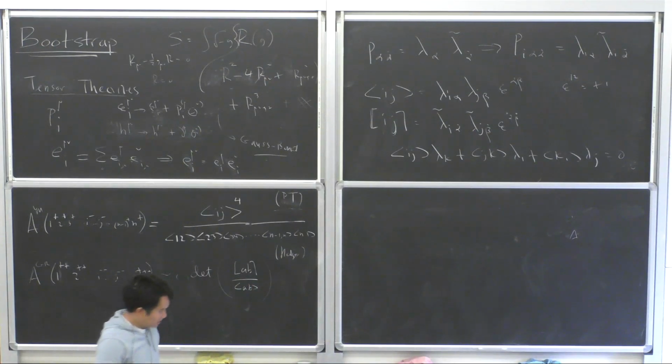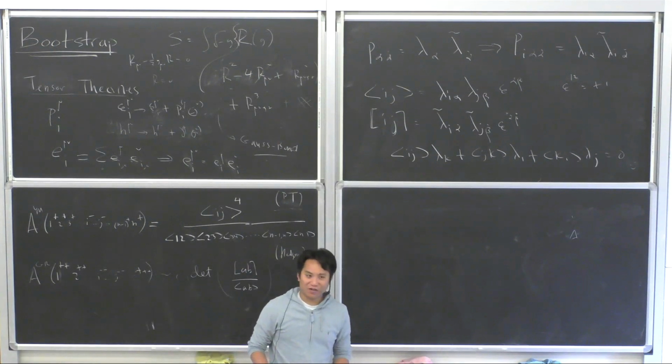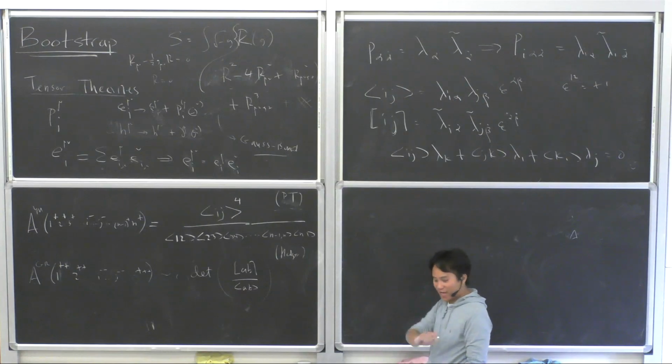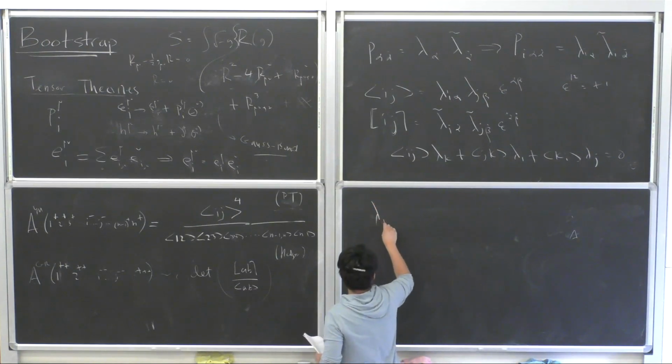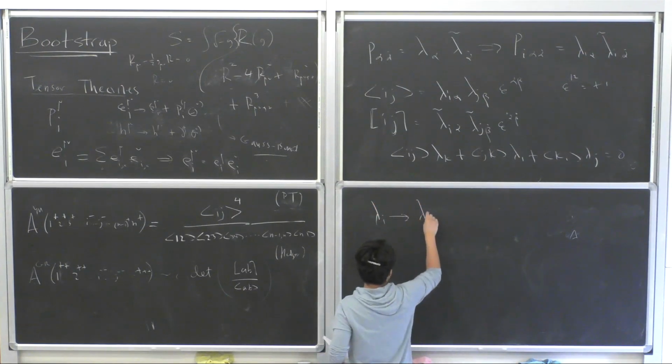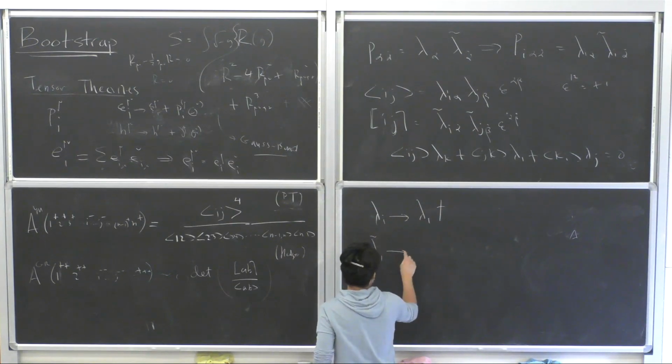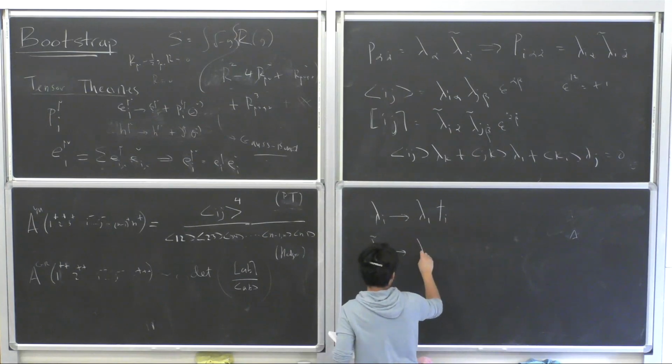Did other folks talk about the little group? Yeah, okay. You know the little group. Good. All right, good. So again, just to recap my conventions, under the little group, it's a statement that we can take lambda and lambda tilde for some external leg.